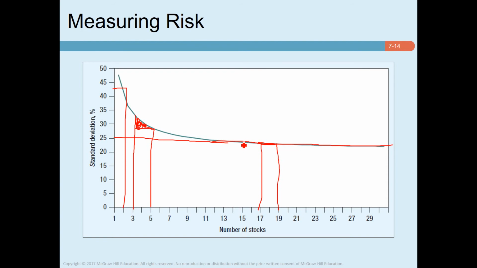So that's the end of our discussion about measuring risk and rates of return of individual stocks. In the next video, we will be talking about how we calculate return and risk of a portfolio.